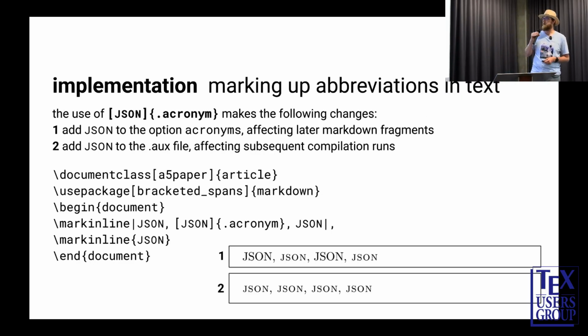And here is an overview of what I already discussed earlier, where the use of explicit markup makes 2 changes. First, it updates the option acronyms, and it also adds the acronyms to the .aux file, so that in subsequent compilation runs, even abbreviations that precede the first markup occurrence are correctly formatted.